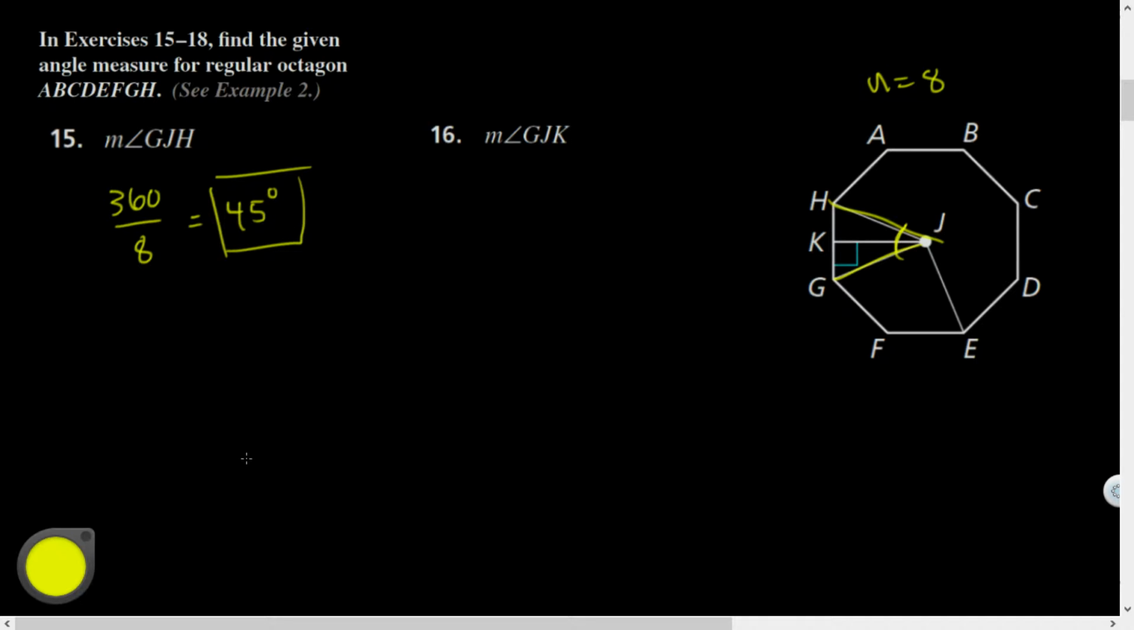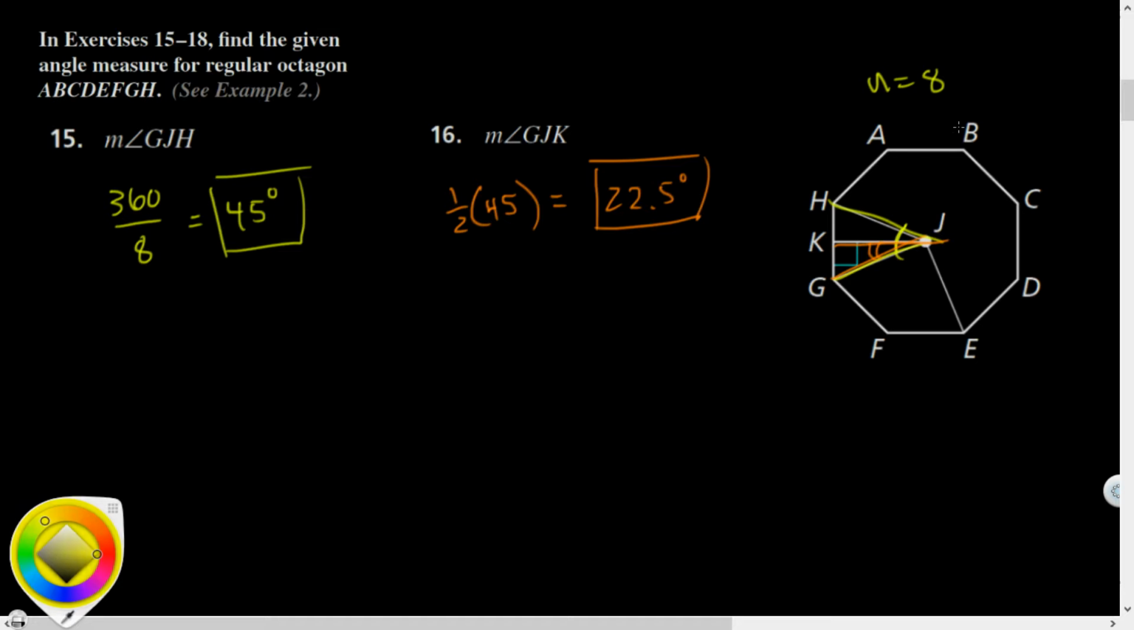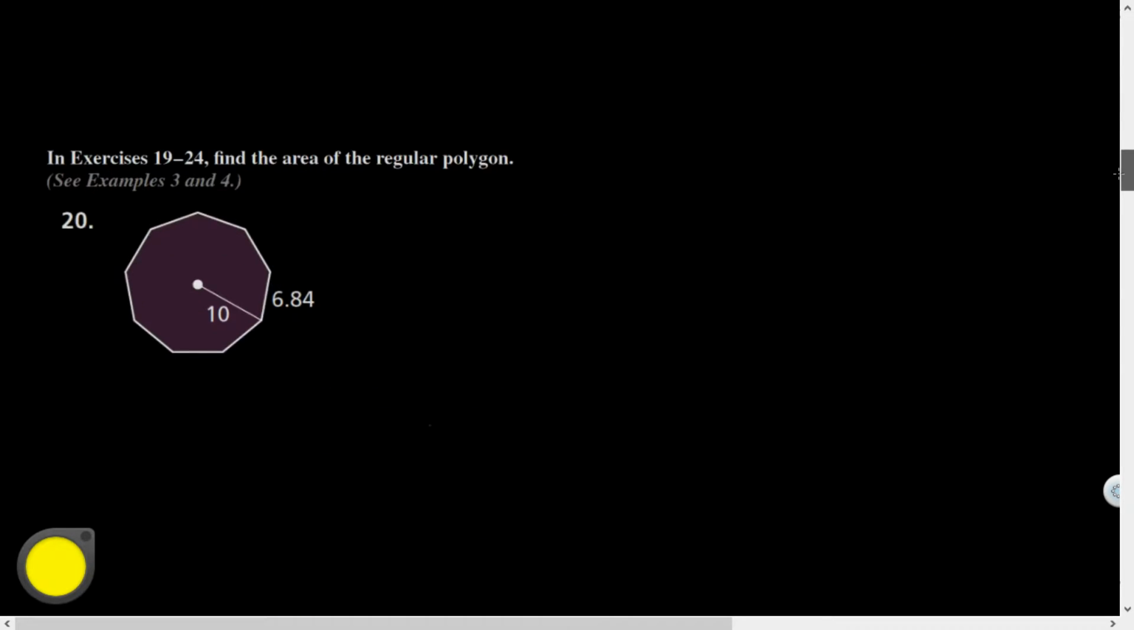So if that entire angle is 45, then what would GJK be? GJK, which is just this angle here. Half of 45. So that's going to be 22.5 degrees. We end up needing that concept later on in finding the area of regular polygons, because we end up having to deal with these right triangles. We've got to possibly even use some sines and cosines a little later. So let's jump right in.